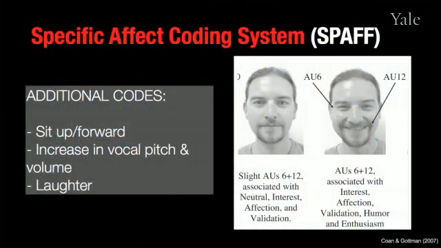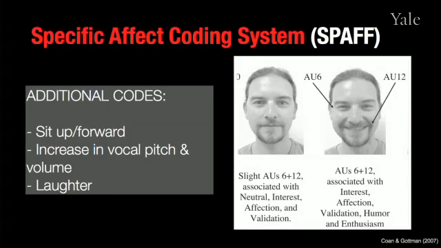Okay, so now let's look at the SPAF system. So the SPAF system is really fantastic and includes additional codes that aren't inherent in the FACS system. And as you can see here, some of the additional codes that are included in the SPAF system, and that were really developed to help measure emotional behavior in the context of dyadic interactions, frequently between romantic partners or spouses, are additional behavioral and even auditory cues.